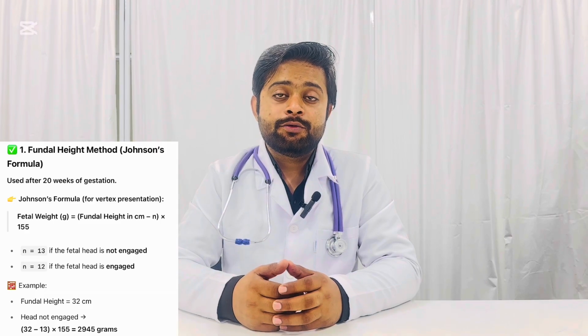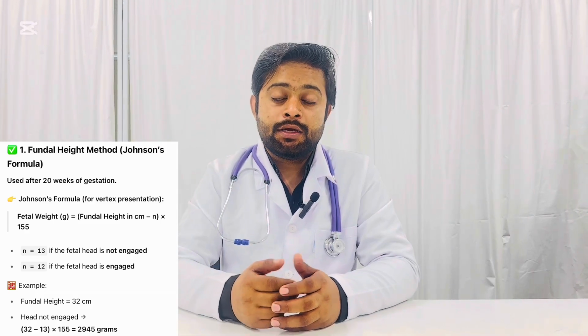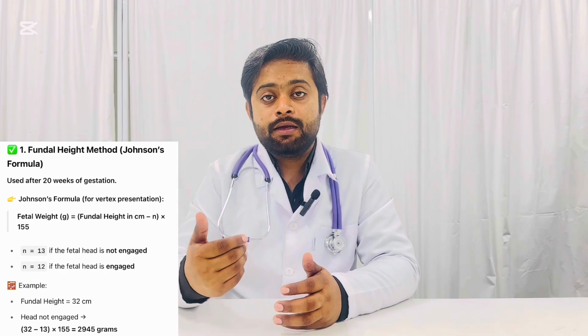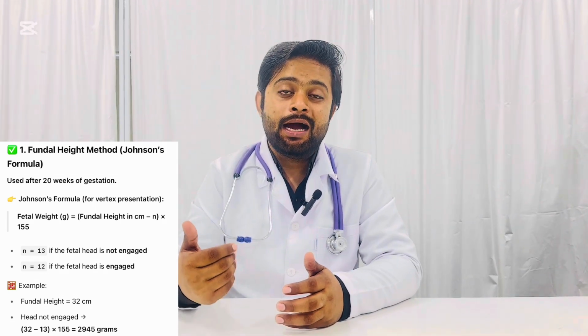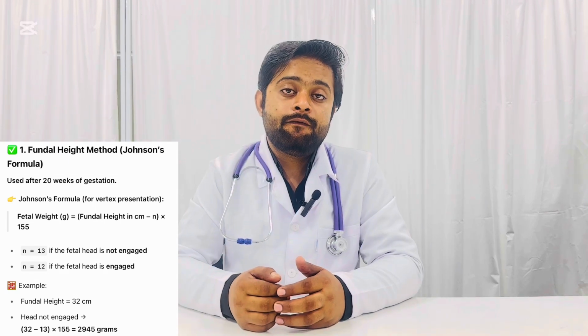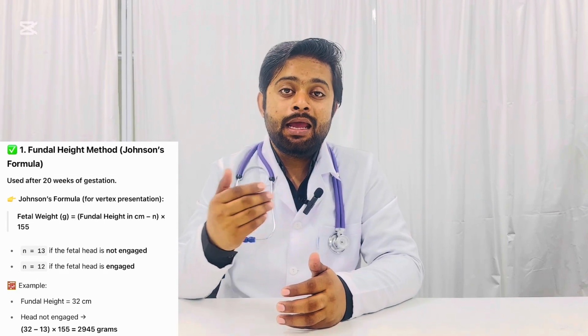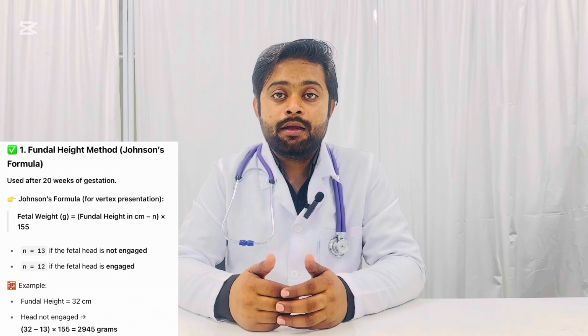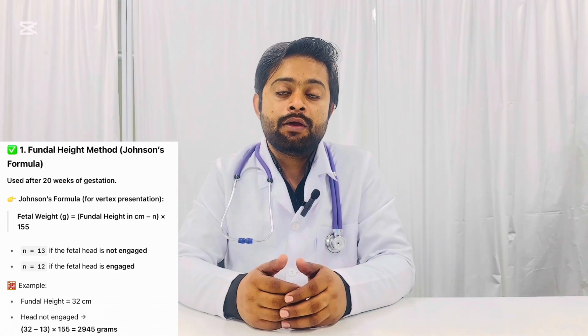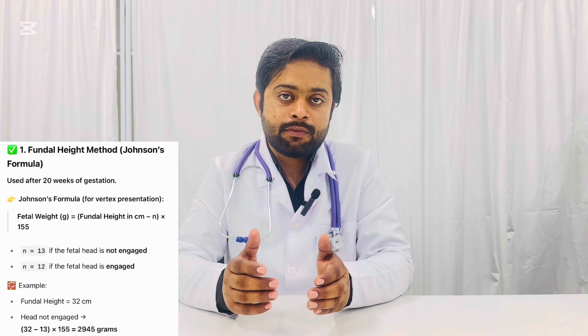Johnson's formula can be used after the 20 week of the gestation, and for the vertex presentation, it will be the fetal weight in grams is equal to the fundal height in centimeters minus n multiplied by 155, and n equal to the 13 if the head is not engaged, and n equal to the 12 if head is engaged.